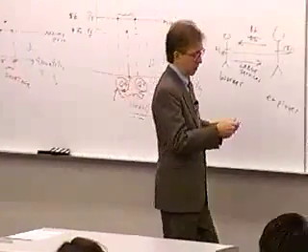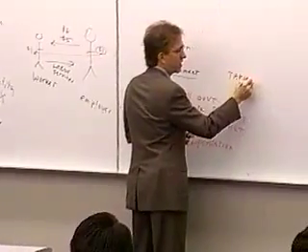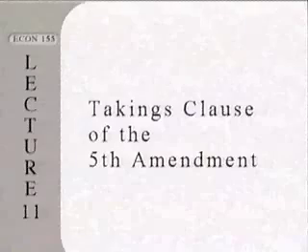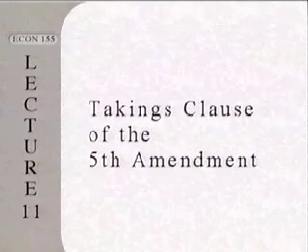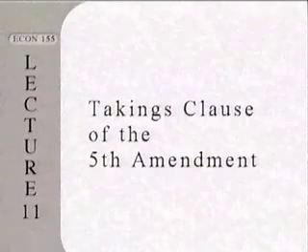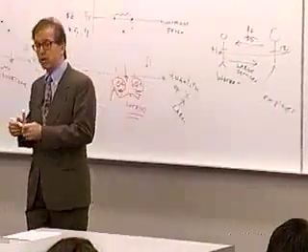This is called, by the way, the takings clause of the Constitution. The government has the right to take your property for public use, but not without paying just compensation. And just compensation is not whatever they feel like. It's true market value of that property, whatever it is they're taking.